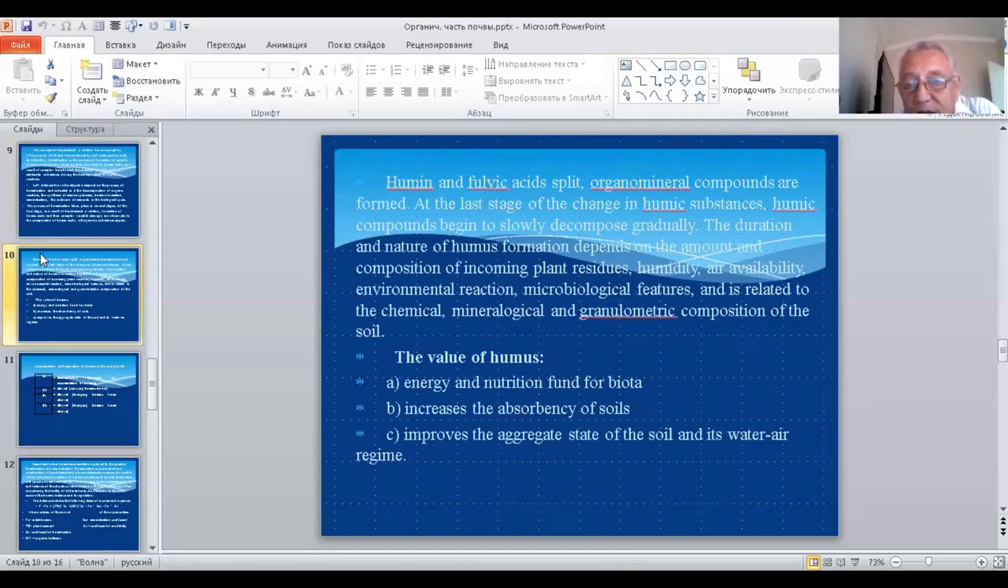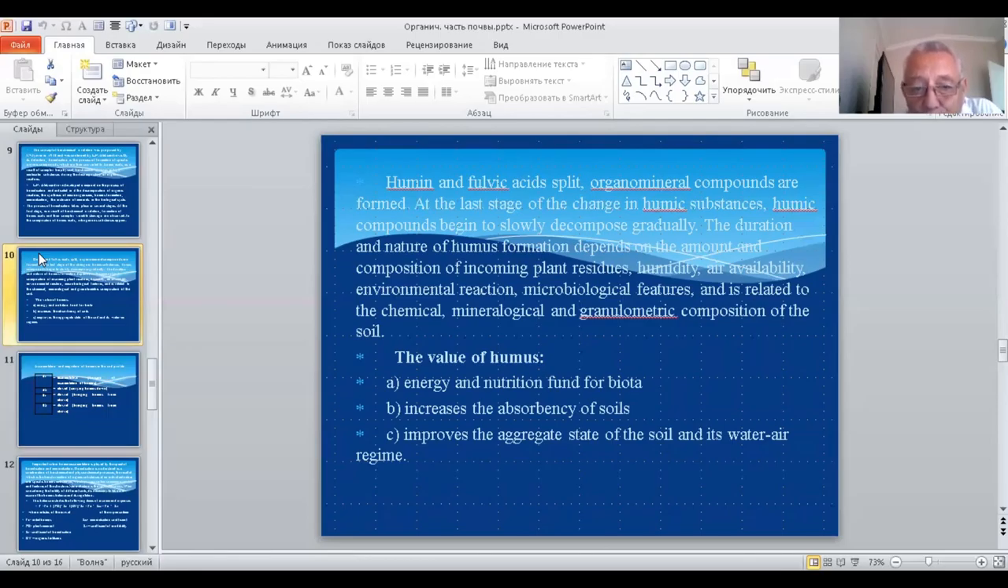Humic and fulvic acid split organomineral compounds are formed. At the last stage of the change in humic substances, humic compounds begin to slowly decompose gradually. The duration and the nature of humus formation depend on the amount and the composition of incoming plant residues, humidity and availability, environmental reaction, microbiological features, and is related to the chemical, mineralogical, and granulometric composition of the soil.